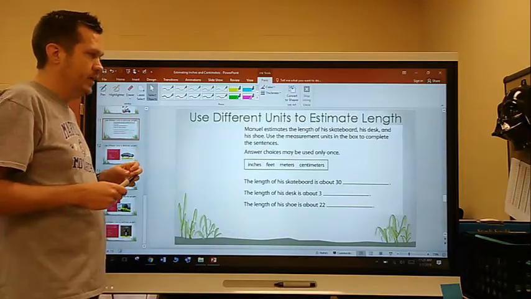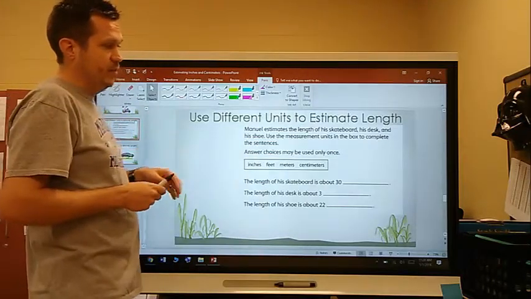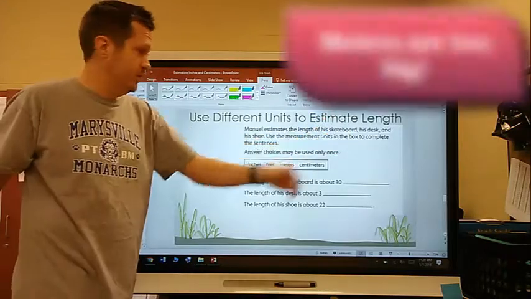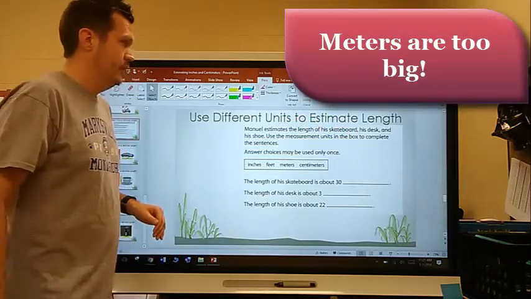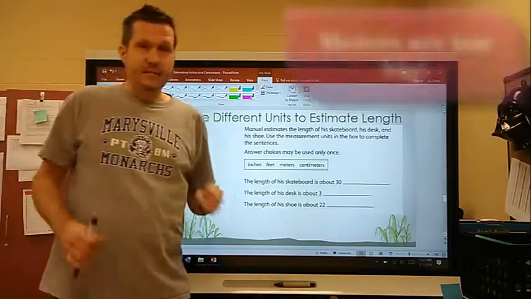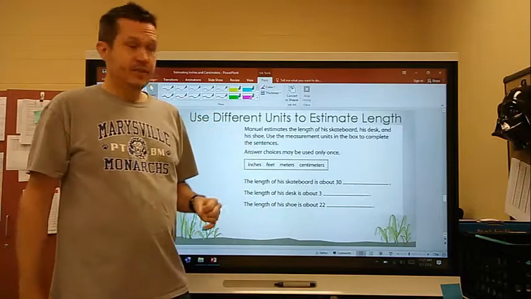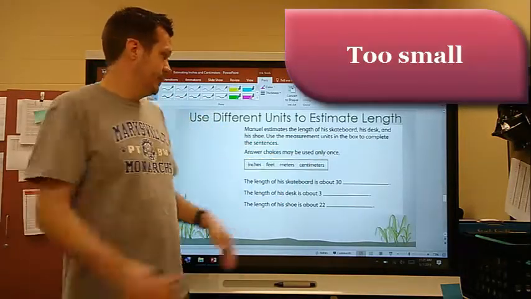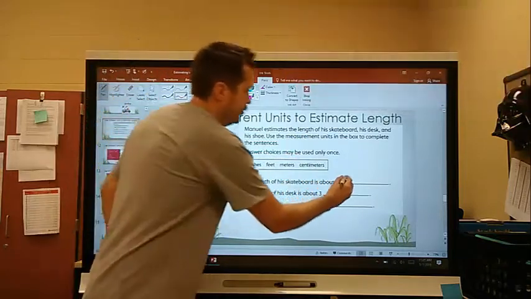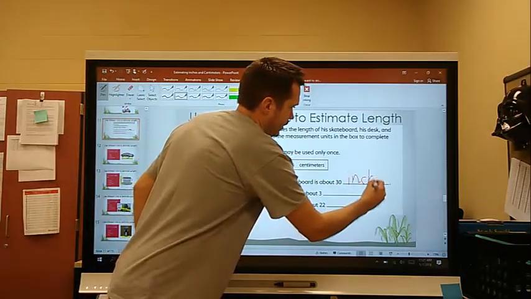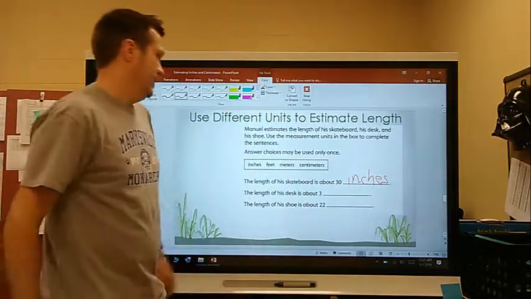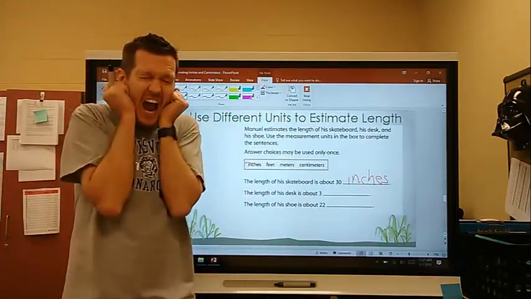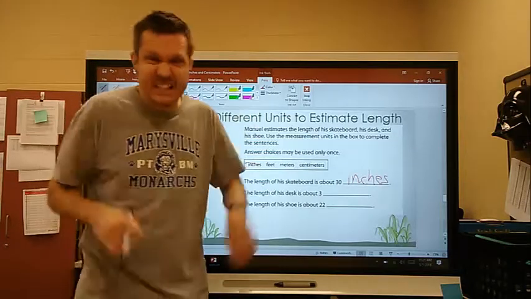Okay. So for the length of his skateboard, it couldn't be 30 meters. That'd be way too long. So I could rule meters out. 30 centimeters, that would be still pretty tiny for a skateboard. So I know it's not those two. 30 feet, that would be really big. So it has to be inches. This would be inches. 30 inches. And it said I can only use them once, so I know I can't use inches again. Oh, I hope I'm right. We can always fix it later.